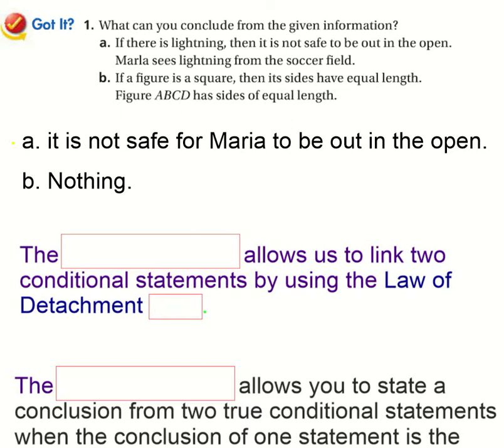In B, it says if a figure is a square, then its sides are of equal length. Well, figure ABC has sides of equal length. We can't conclude anything from that because it's referring to the conclusion, not our hypothesis. It needs to say something about the figure being a square in order for us to use the law of detachment.